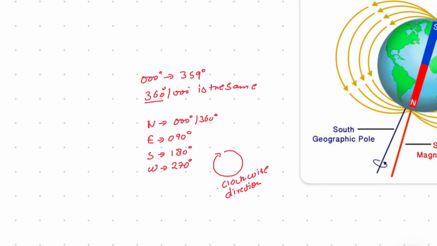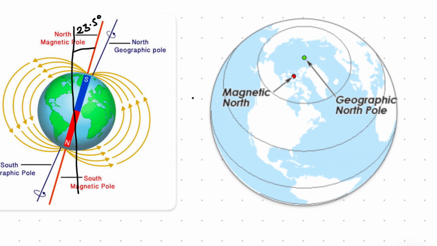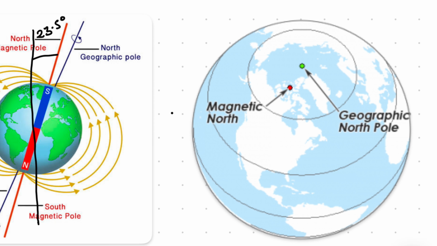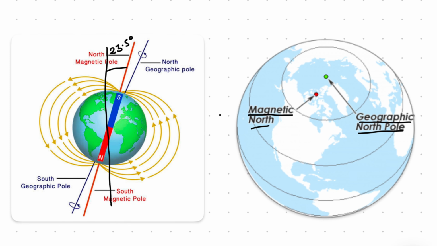And as I have told you in the previous video, our Earth's axis is tilted. Okay, and it is tilted by 23.5 degree. And we have 2 poles. One is the north magnetic pole and another is the geographic north pole. So this geographic north pole is constant, it doesn't shift, but this north magnetic pole is continuously shifting. Okay, and why is it shifting? It is because of the movement of molten iron, nickel or other elements present in our Earth's core.